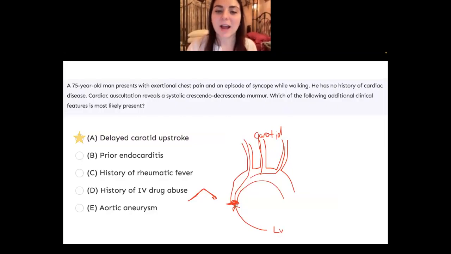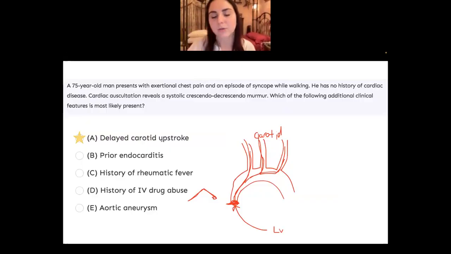But now, if I have a stenotic valve, it's going to take a little bit longer to open, even if it's only a millisecond or two. It's going to take longer because it's a stenotic valve. You need a little bit more pressure to open it. So blood is still going to flow through these branches of the aorta, but it's going to take longer until it normally gets there.